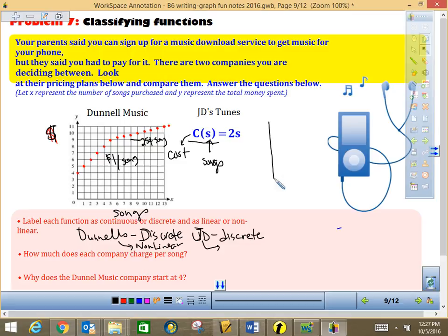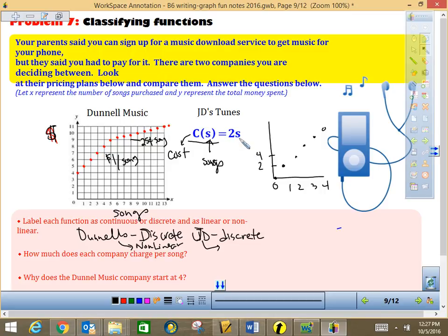So if I wanted to think of a graph, right? 0, 1, 2, 3, 4. At 0 it is 0. At 1 song I'm paying $2, right? 2 songs I'm paying $4, right? 6, 8, 10. Linear, non-linear? Linear. So if you're not sure when you're on the test, try making a graph and see if it makes a straight line.